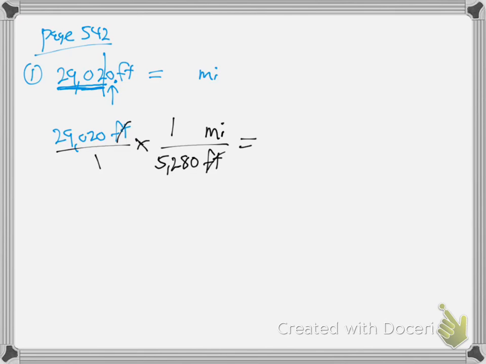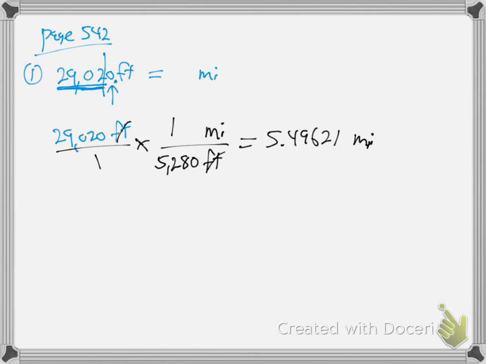I'm thinking. You all good? So is that multiply or divide then? It's on the bottom, so it's divide. So use your calculator. I'm getting 5.49621 blah blah miles.